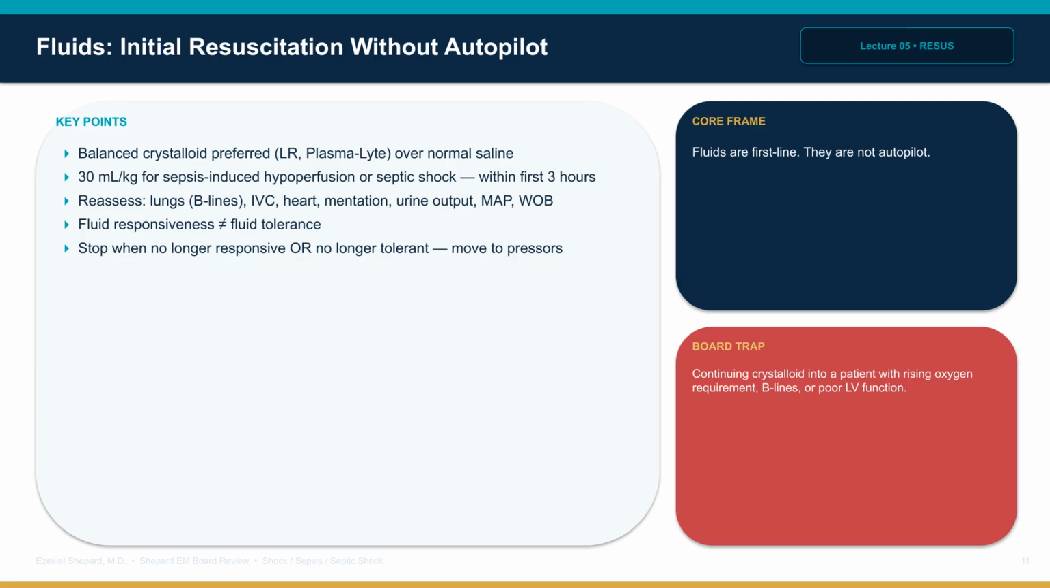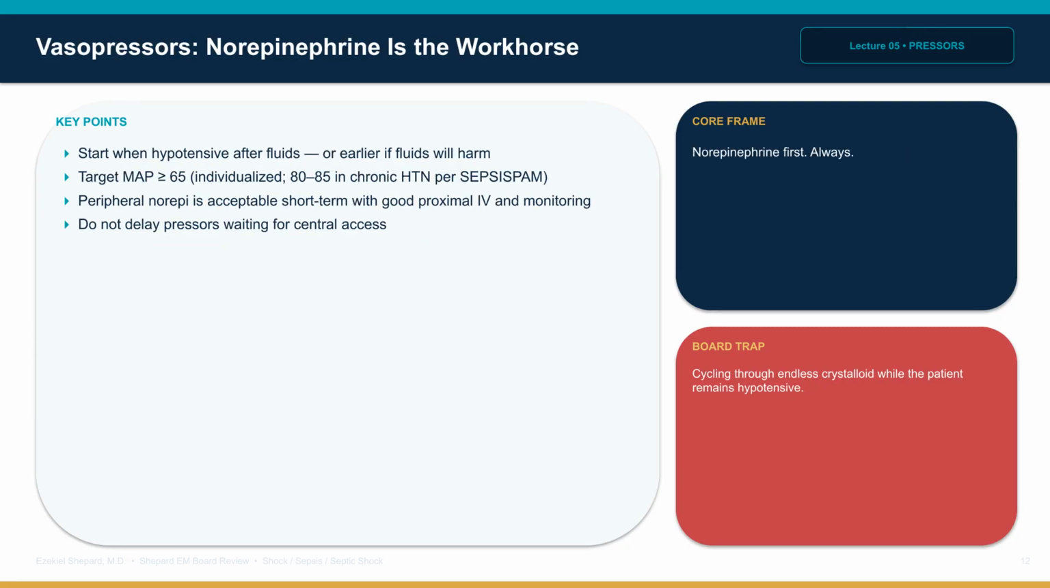Fluid responsiveness is not the same as fluid tolerance. Stop when the patient is no longer responsive or no longer tolerant and move to vasopressors. Norepinephrine is the septic shock workhorse. If the patient remains hypotensive after initial fluids, or if you know more fluids will harm them, start norepinephrine. A typical target mean arterial pressure is at least 65, individualized to the patient.